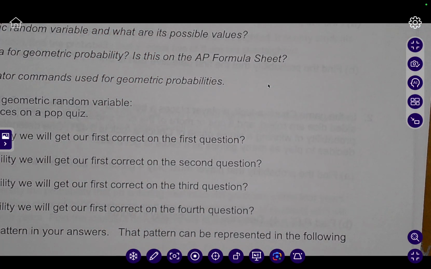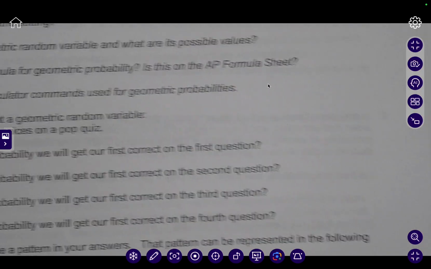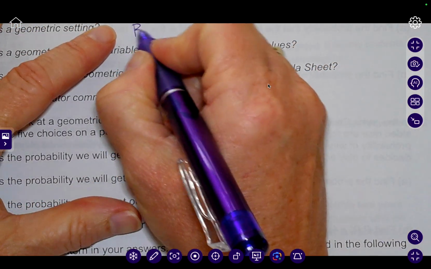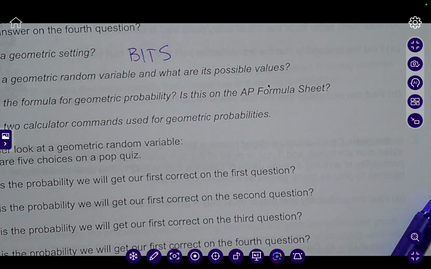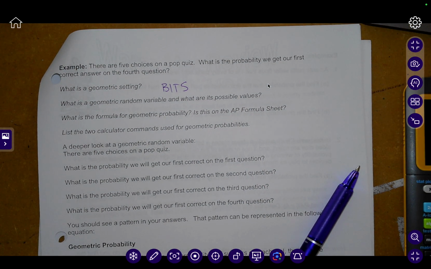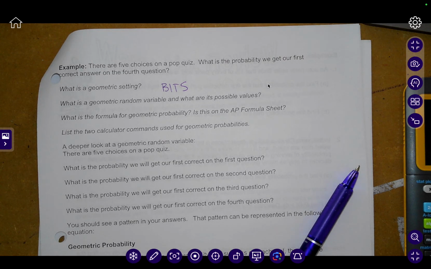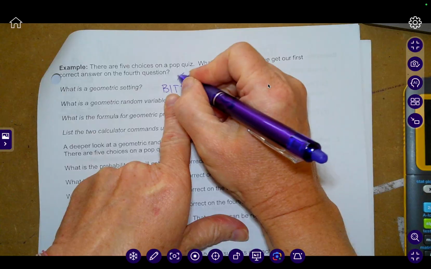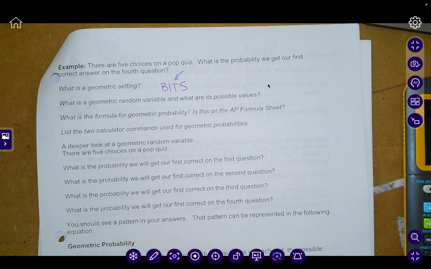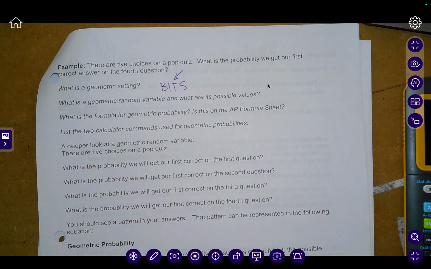Notice that with this one, you're not starting at 0 and you're not stopping at n, because there really is no n. My old book used this acronym, BITS. It's still binary, so it's either a success or a failure. You're still independent, and your probability of success remains the same. But there's no longer an n. You don't have a fixed number of trials. You're looking for when you get your first success.